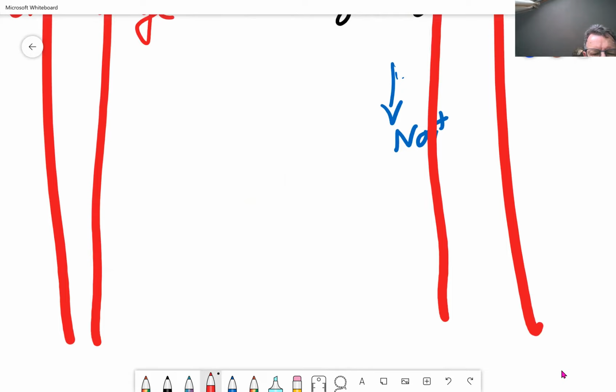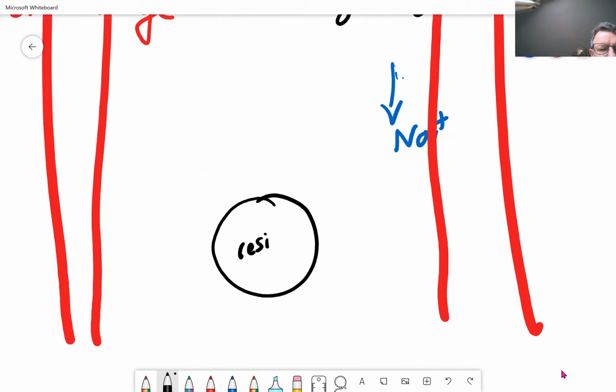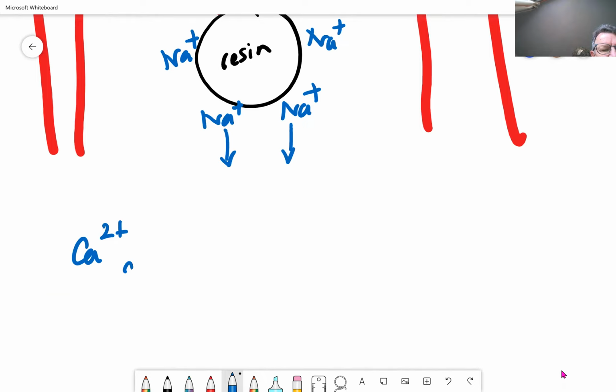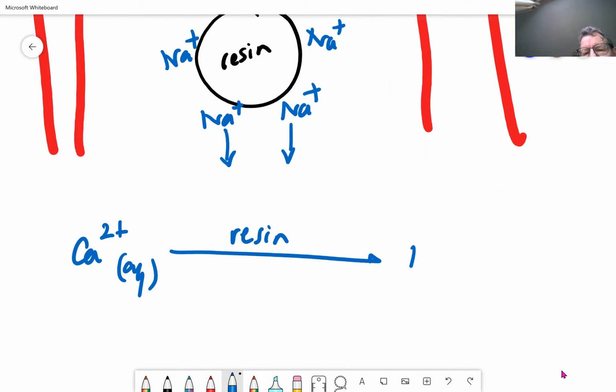I'll do it again. So this is the resin, and attached to the outside of it are sodium ions in the tube. Many, many sodium ions. And the calcium comes in and it goes down and it sticks to the resin. And the sodium is released, two sodiums to each calcium. So the water comes in as Ca2+(aq), goes through the resin and comes out as Na+(aq). So it has removed the calcium and the calcium sticks to the resin.